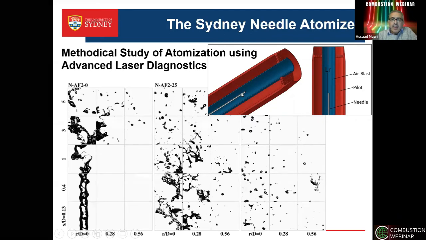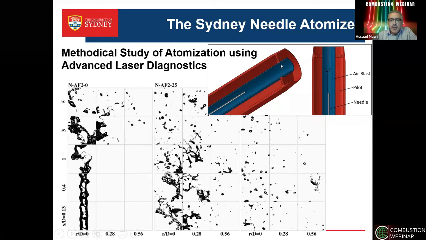Now, that needle can be translated up and down that annulus, the air blast annulus. And the beauty and the simplicity of that is such that you can translate from looking at dense spray to dilute spray. So if the injecting needle is flush with the exit plane, what you're essentially seeing is a liquid core that is atomizing.